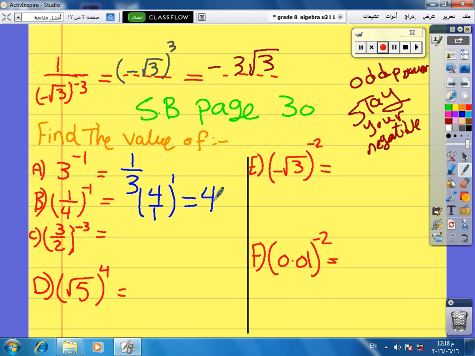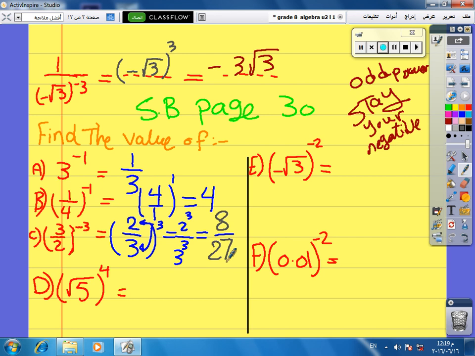3 over 2, all power negative 3. Flip your fraction first to become 2 over 3, all power 3. You can write it this way or another way, simplified. You can distribute your power to 2 and 3. So 2 power 3 over 3 power 3. That will become 8 over 27, since 2 power 3 equals 8 and 3 power 3 equals 27.